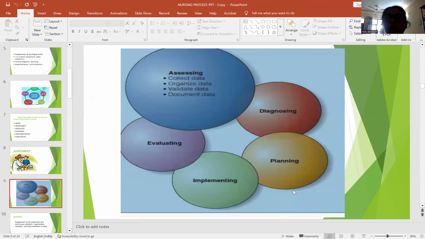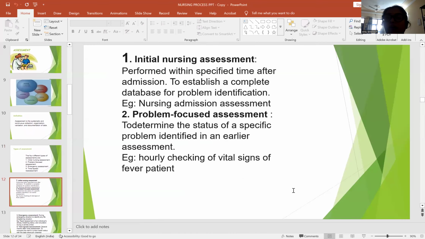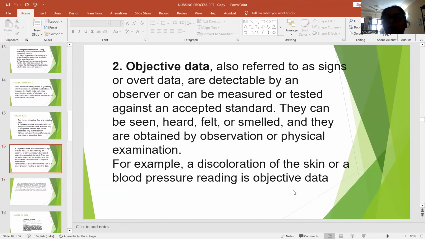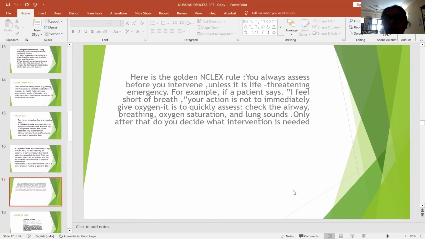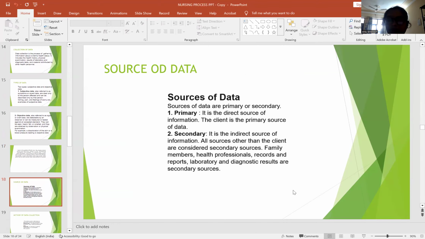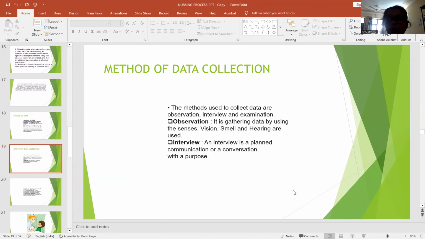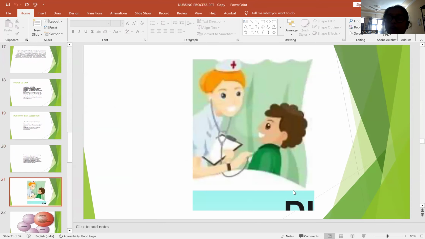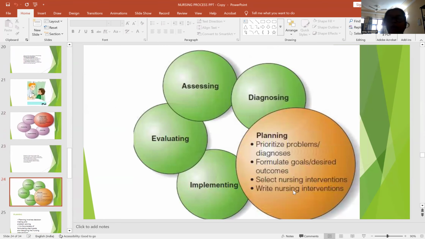In assessment, what will we do? We will collect the data. We collect the data in two forms, subjective data and objective data. Subjective data I already told you. First of all, we have to assess the condition of the patient. Without assessing, we cannot implement anything for the patient. There are many methods of data collection, for example, observation and interview, direct interview, or indirect interview.